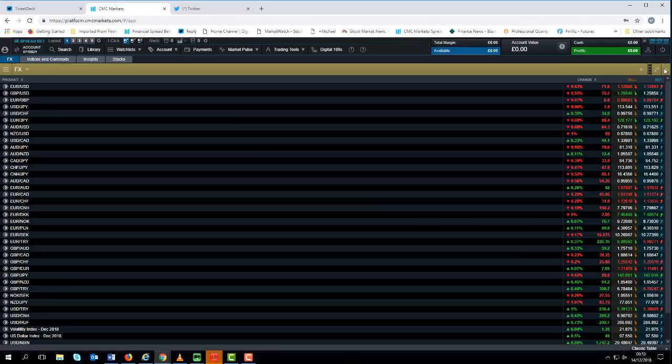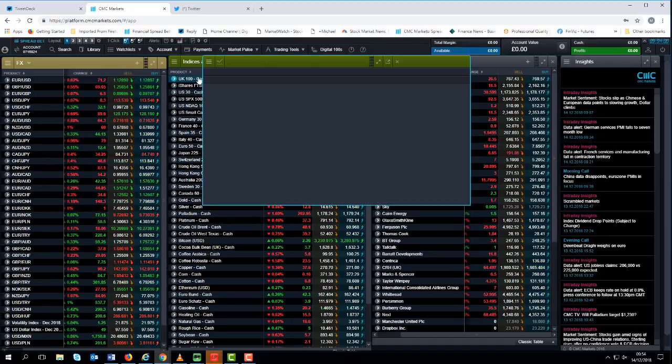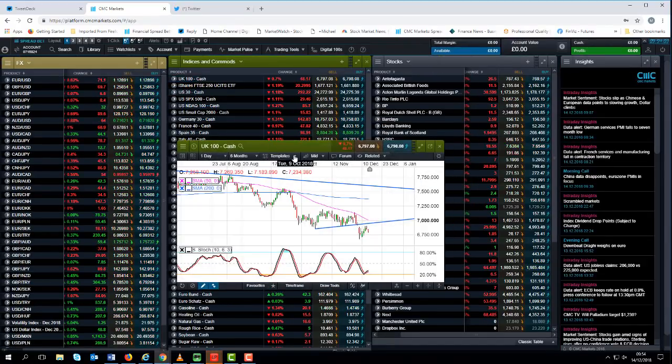If we look not only at the DAX, but we look at, say, for example, the FTSE 100 here, we can do the same thing with this chart here.